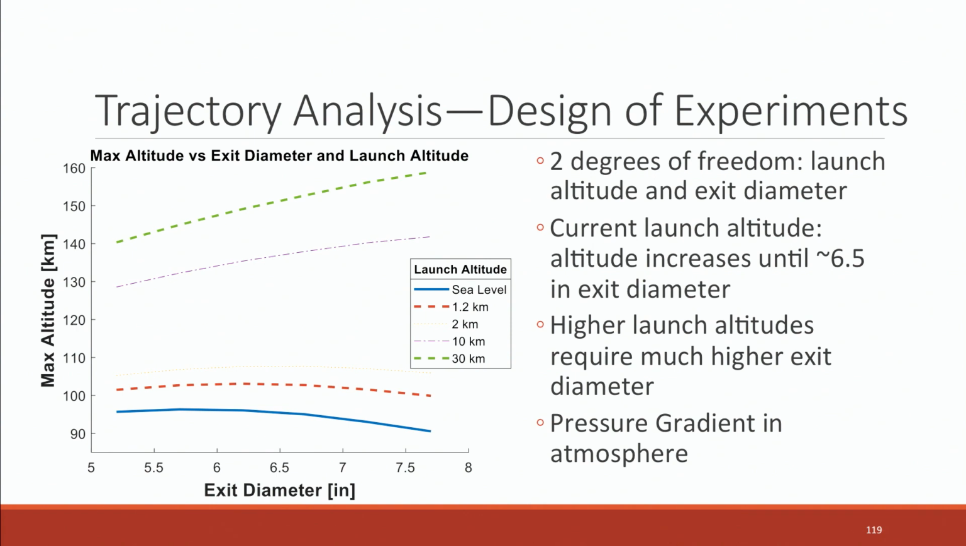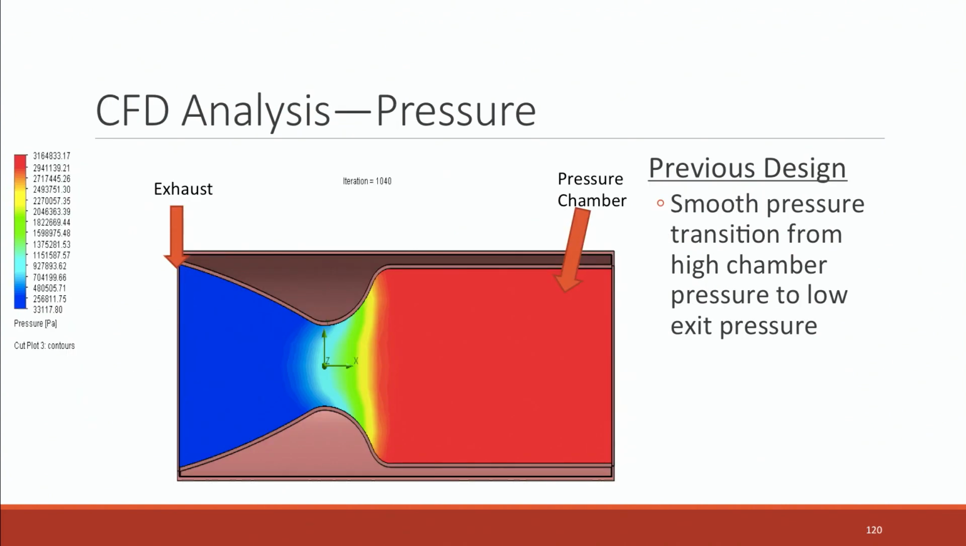And so if you look at this plot on the left, each line is based on a different launch altitude. Starting at sea level at the bottom, and then as you get higher, it's about 30 kilometers at the top. Each curve shows how the maximum altitude that the rocket can reach is a function of the exit diameter of the nozzle out the back. Using the current launch altitude, which is about 1.2 kilometers, we saw that the peak altitude we could reach was at about 6.5 to 7 inches. So somewhere in that range is what we were aiming for.